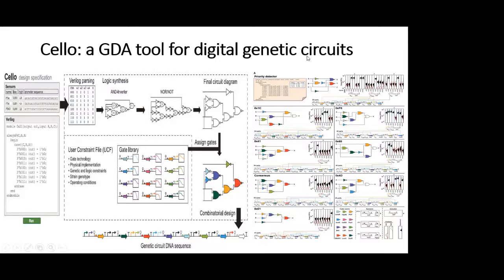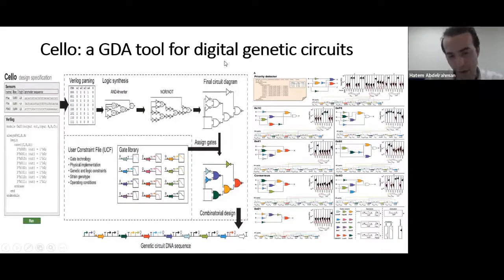I think the question that Lars asked was, is the limiting factor basically the available parts, like the constituent parts of what go into a genetic circuit? I'm happy to give some thoughts, but Hatem, if you want to maybe take this. The limiting factor for using this tool is the availability of the parts.